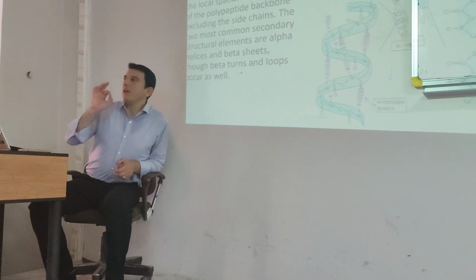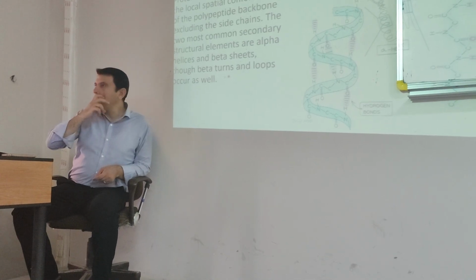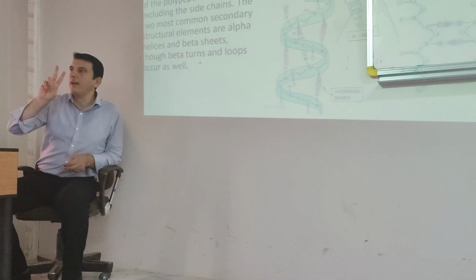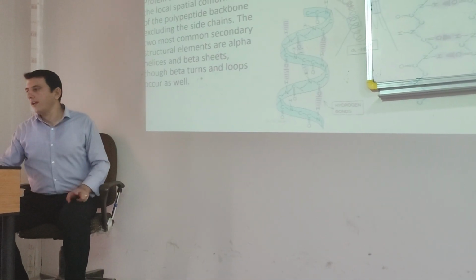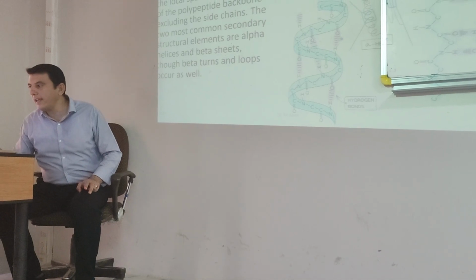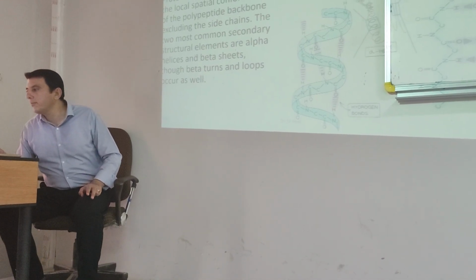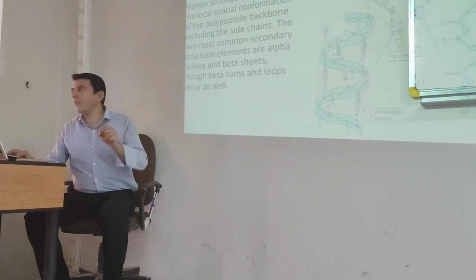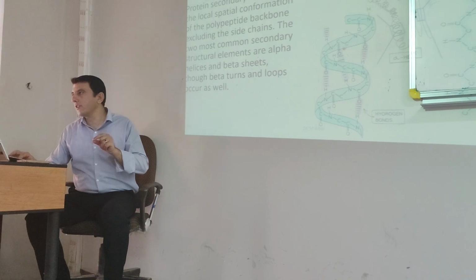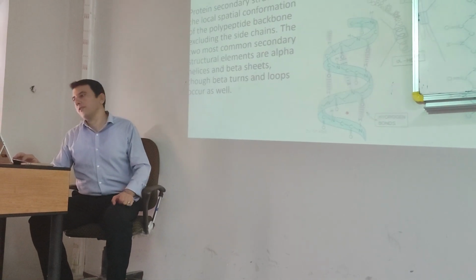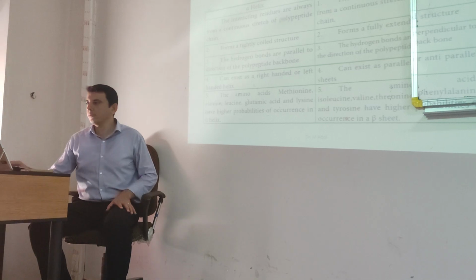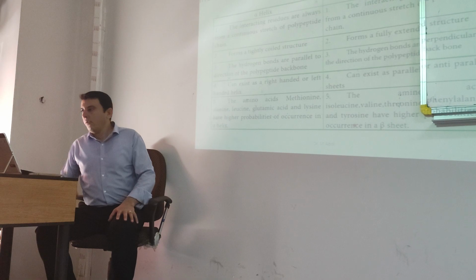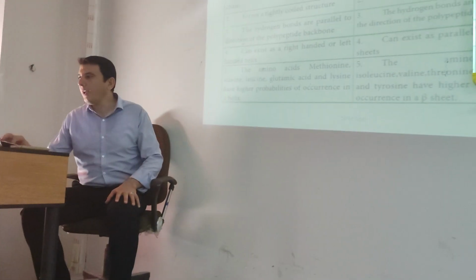So, the points are: the secondary structure exists in two or more forms. The first one is alpha helix, the next is beta sheets. The stabilizing bond for secondary structure is the hydrogen bond. Very good. Easy, huh? Good. What are the main differences between alpha helix and beta sheets?